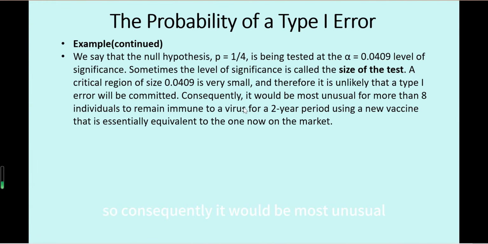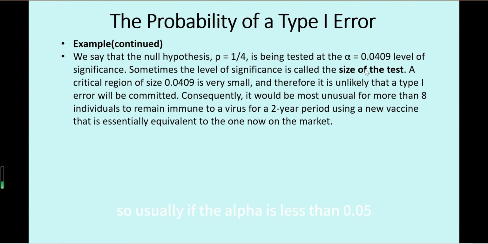So consequently, it would be most unusual for more than 8 individuals to remain immune to the virus for a 2-year period using a new vaccine that is essentially equivalent to the one now on the market. What does this mean? It means we just hope alpha is as small as possible.